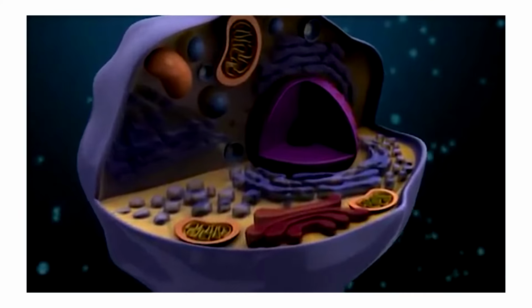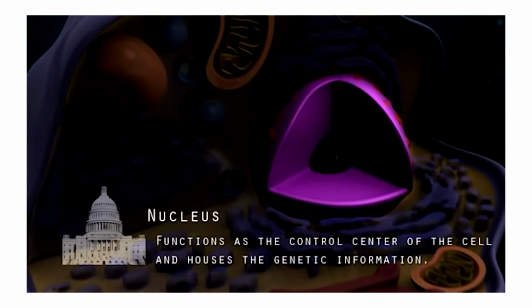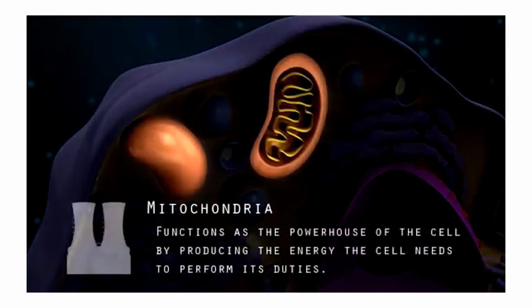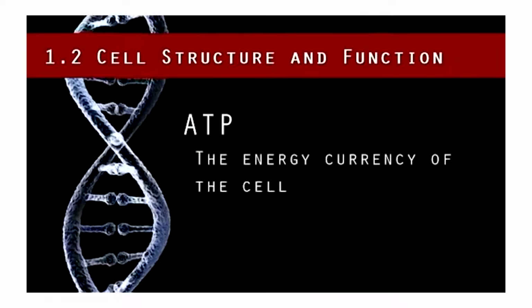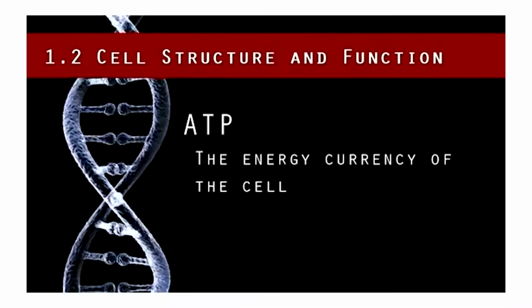The nucleus is like the Capitol building of the city because it functions as the control center of the cell and houses the genetic information, or instructions, for what the cell is supposed to do. The mitochondria functions as the powerhouse of the cell by producing the energy the cell needs to perform its duties. This is just like a power plant providing energy for a city to use. The energy currency of the cell is ATP.